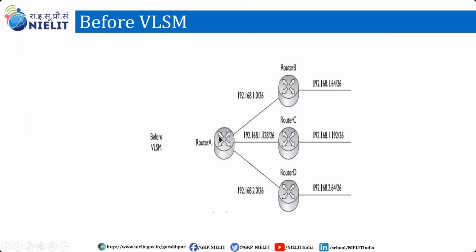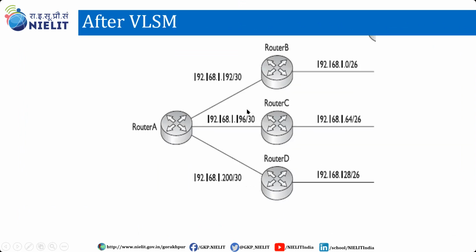So before VLSM, we have something like this. Here we are using an equal subnet mask everywhere. After VLSM, you can have variable subnet masks. For example, here /26, /26, /26, but here we are using /30. यहाँ पे /30 है, यहाँ पे भी /30 है, यहाँ पे. और /30 subnet mask will provide you only 2 hosts.